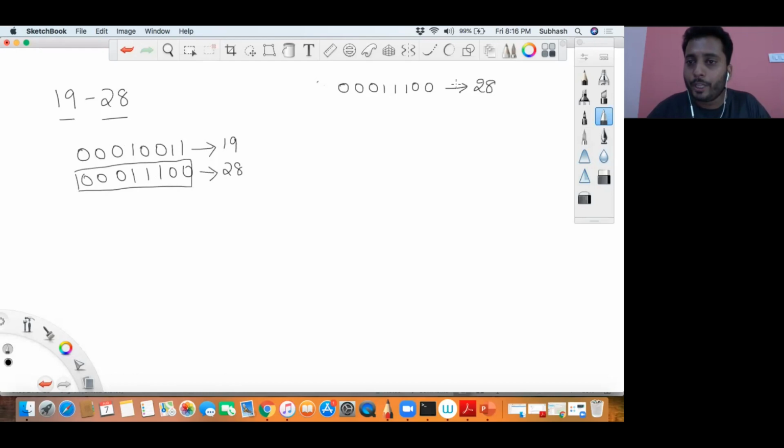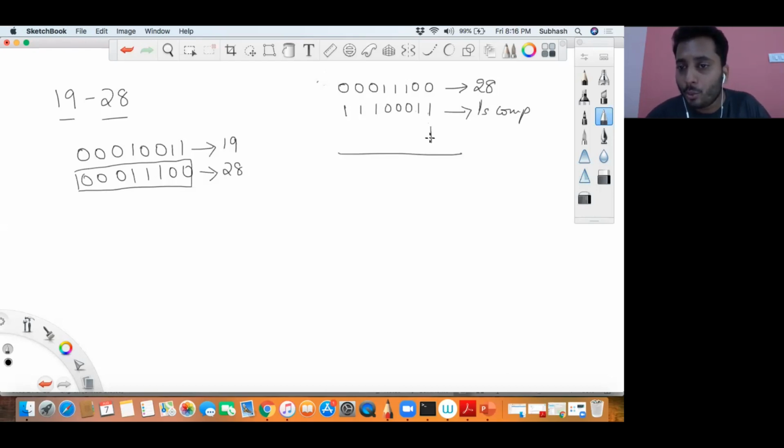If I want to find the 2's complement, first I have to find the 1's complement, which is nothing but 1 1 1 0 0 0 1 1. So this is the 1's complement of that. Now what do I have to do to get the 2's complement? I have to add 1 to this.